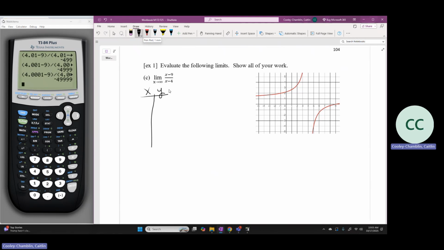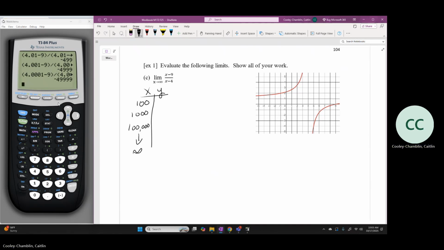Infinity, we're getting bigger and bigger in numbers. I start at 100, 1,000, and then I go 100. See what is going on with the y's as my x's are approaching infinity.